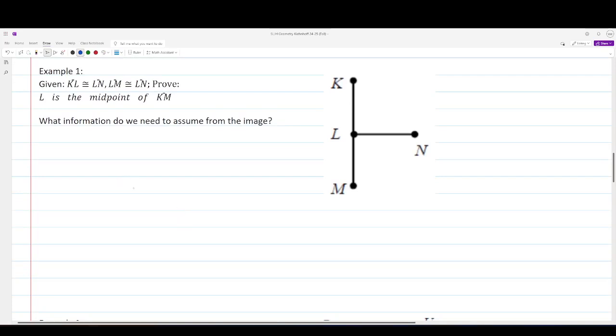Also keep in mind with proofs, there's typically more than one way to do them. So just because I did it a certain way, that doesn't mean it's the only way to do it. You just need to make sure that all of your steps are valid and make sense.